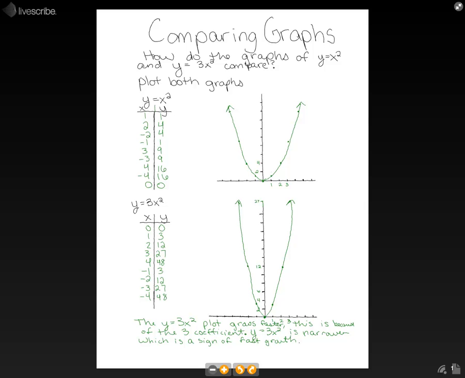So when comparing different graphs, it's important to note how increasing x-coordinates will affect the y-coordinates. In this case, the y-coordinates got larger faster on the y equals 3x squared compared to the y equals x squared graph. Also, graphing them can be very helpful because, like we said, the narrowness of the y equals 3x squared graph helps to show us that it's growing faster.